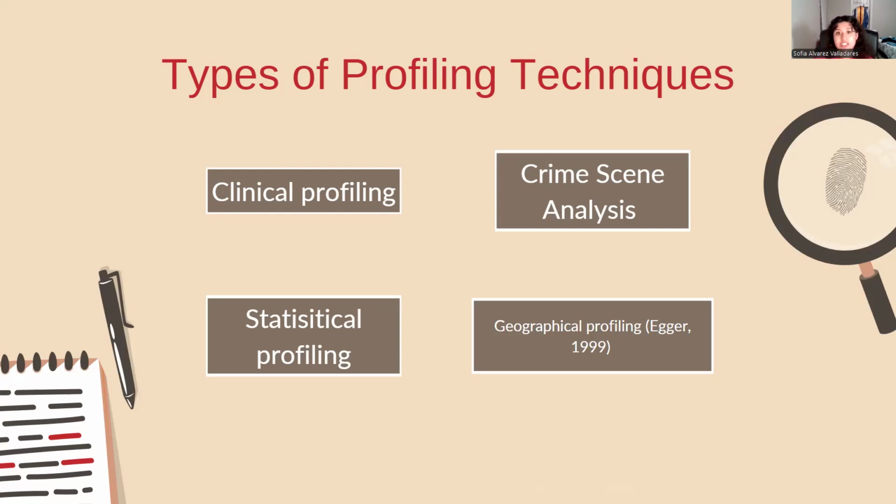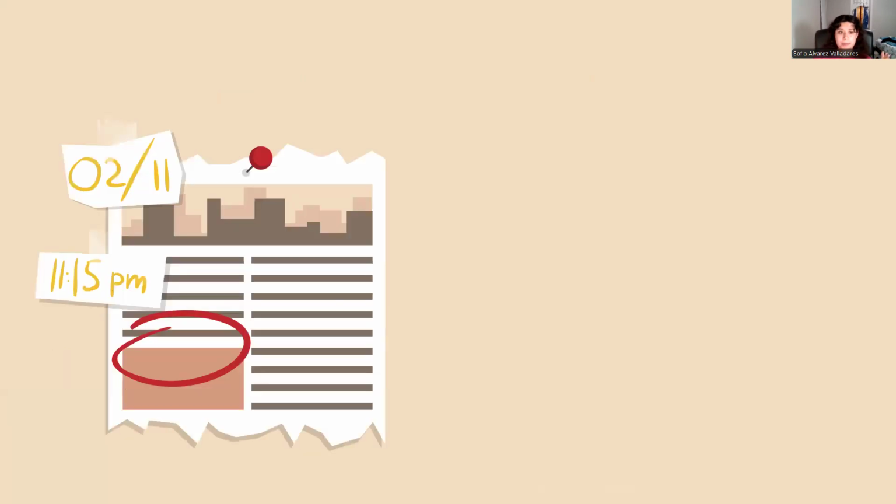So each of these methods does have its own strengths and limitations, but they're often most effective if they're used in combination. So let's say criminal profiling with geographical profiling, or statistical profiling with crime scene analysis, or all four of them together. So that's how you know that there are different types of profiling techniques.